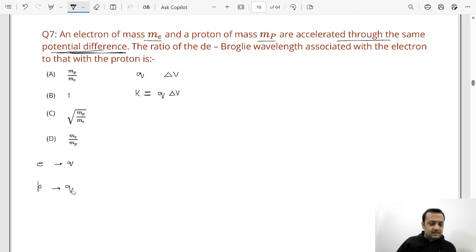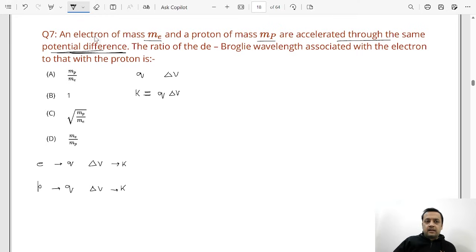Okay, magnitude wise they are same, and they are also accelerated to the same potential difference. If a charge has been accelerated through the same potential difference starting from rest, and nothing is mentioned, then we assume they have started from rest. That means they will have the same kinetic energy finally. Both electron and proton will have the same kinetic energy.